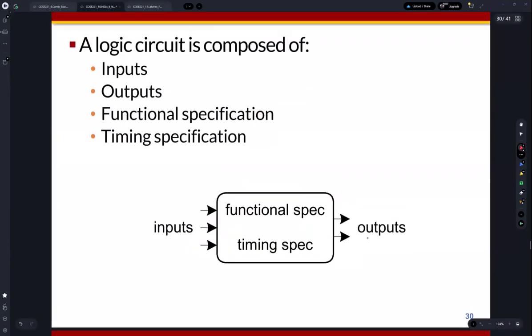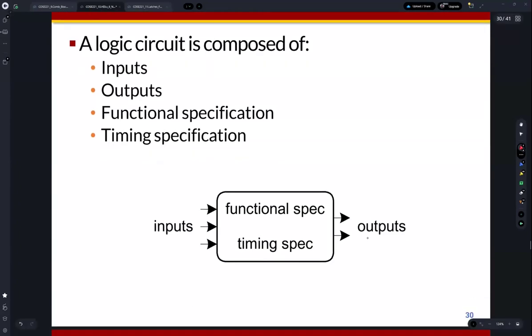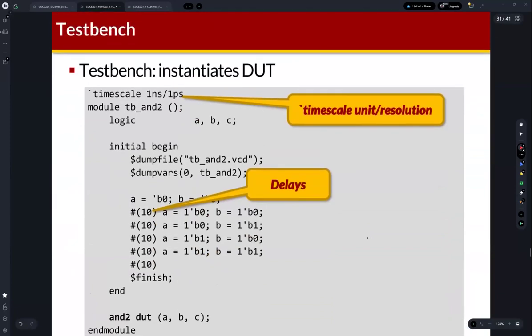So actually, I already explained about this timing specification, right? So we can define a timing specification. We already did the first lab assignment. If you read the test bench code, then you can find this number. Also the time scale, I already explained about this time scale. It's 1 nanosecond, and then this is the precision.